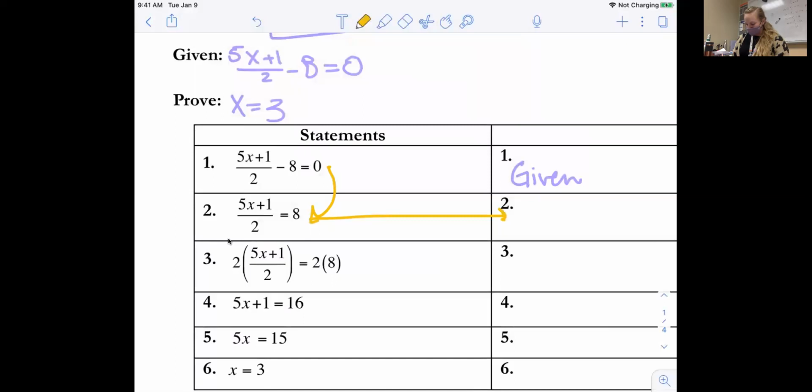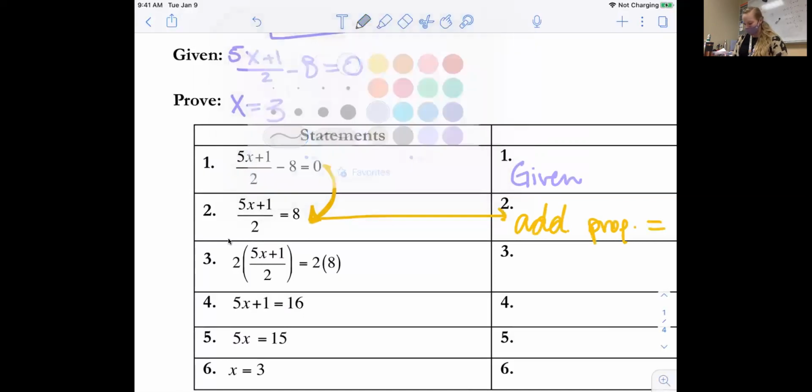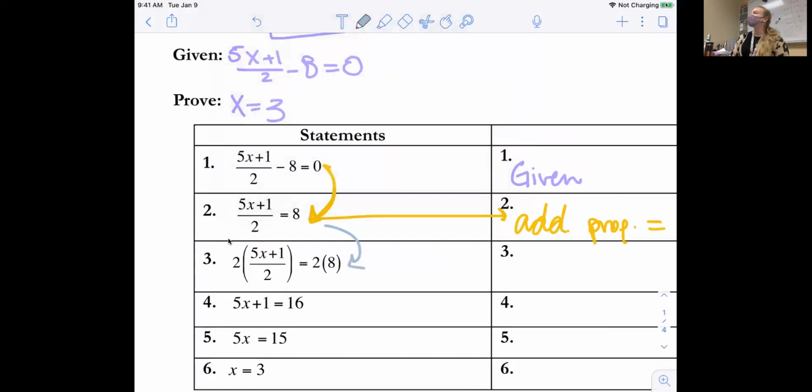So what changed between step 1 to step 2? I added 8. So we call that the addition property of equality. That's it. What did you do? It's probably a property of equality. Are we okay with that? Okay. What changed from step 2 to step 3? You multiplied. So multiplication property. I multiplied by 2. It's this easy.